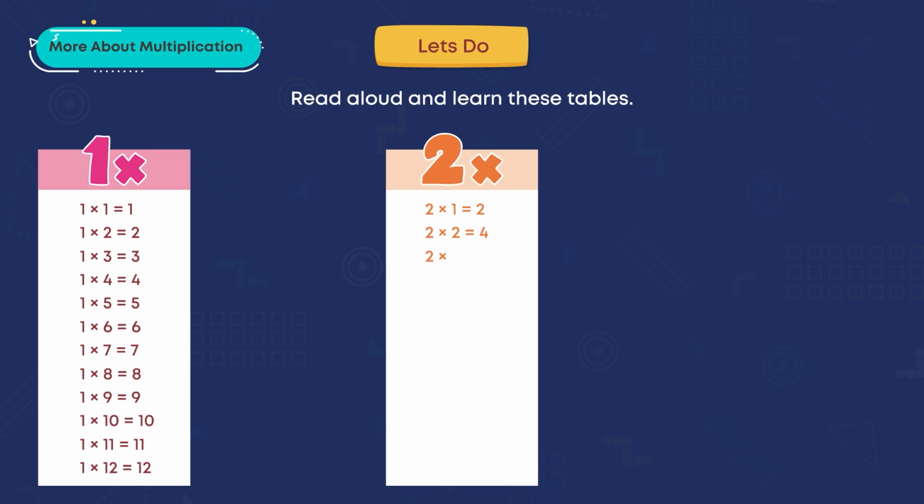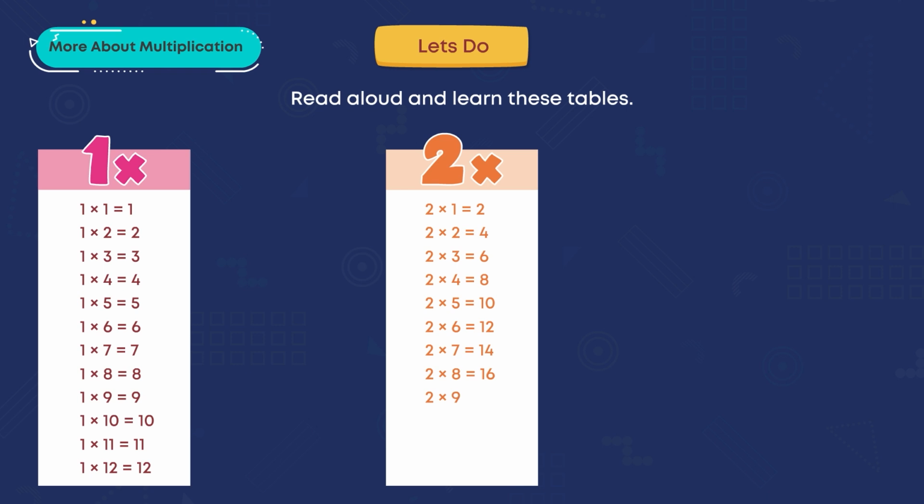2 times 3 equals 6. 2 times 4 equals 8. 2 times 5 equals 10. 2 times 6 equals 12. 2 times 7 equals 14. 2 times 8 equals 16.